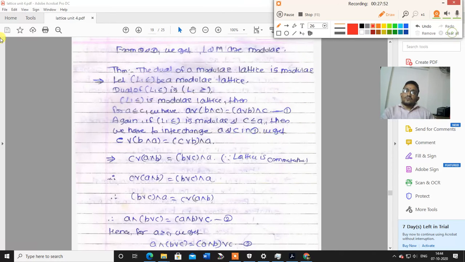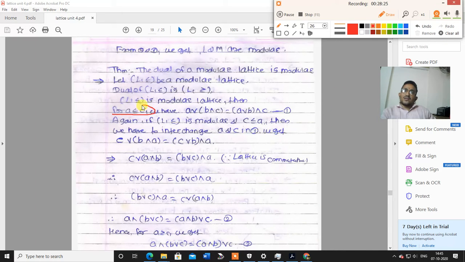So for A is related to C, and L is a modular lattice, then we satisfy the modular law. Therefore we can say that A join B meet C is equal to A join (B meet C). See equation 1. Okay, so again here, if L is a modular lattice with relation less than or equal to and C is related to A, again we can see.